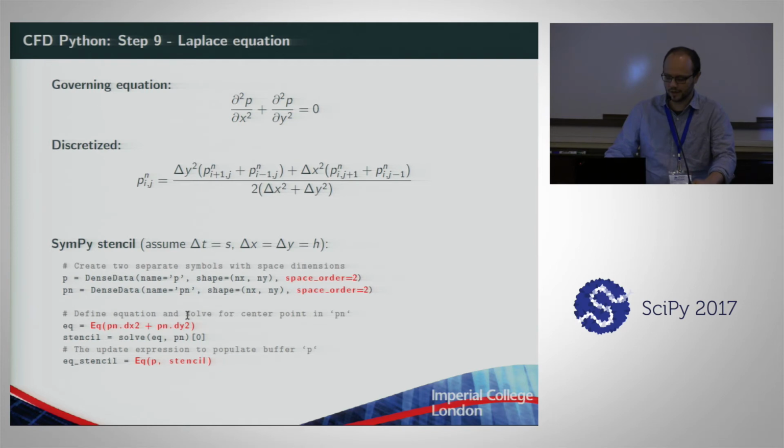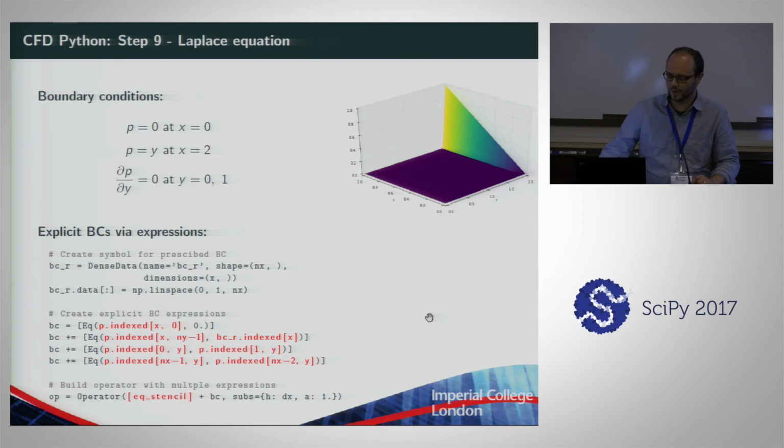And I do the same trick again. I use SymPy to rearrange my equation and to get the discretized form and generate this update equation that I can feed into my operator. But now I need a little bit more. I need my boundary conditions.